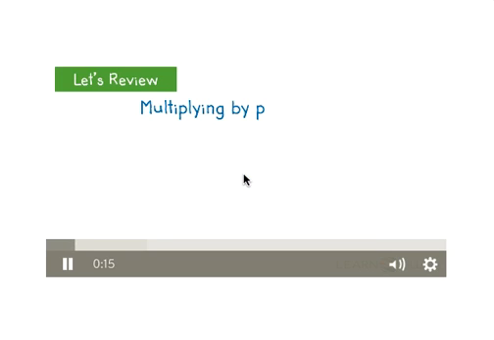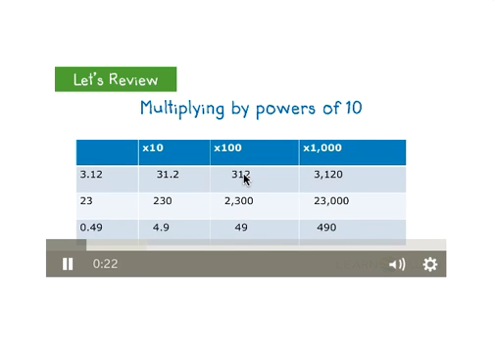Let's review. In order to divide with decimals, you need to remember how to multiply by powers of 10. This chart shows what happens to different numbers when we multiply them by powers of 10. In the first example, 3 12/100ths, when we multiply it by 10, it becomes 31 2/10. When we multiply it by 100, it becomes 312, and when we multiply it by 1,000, it becomes 3,120.